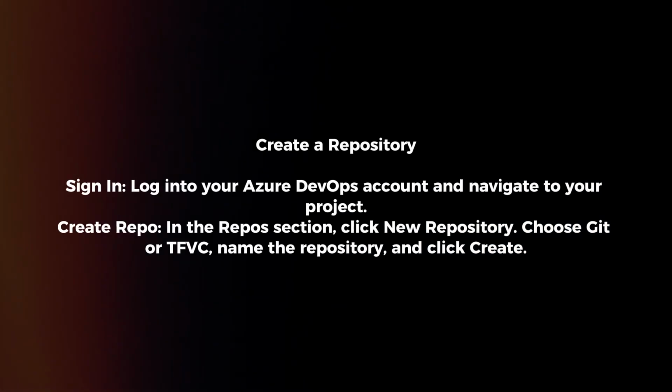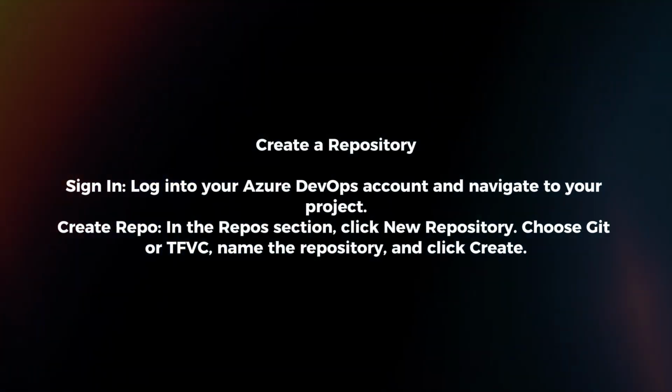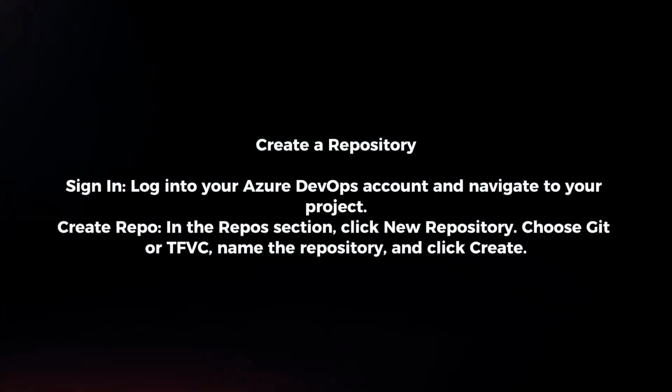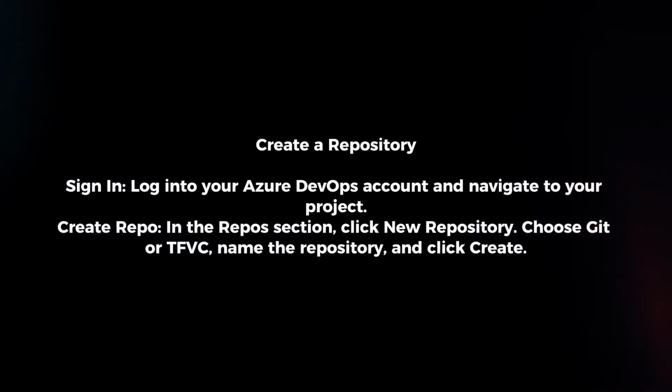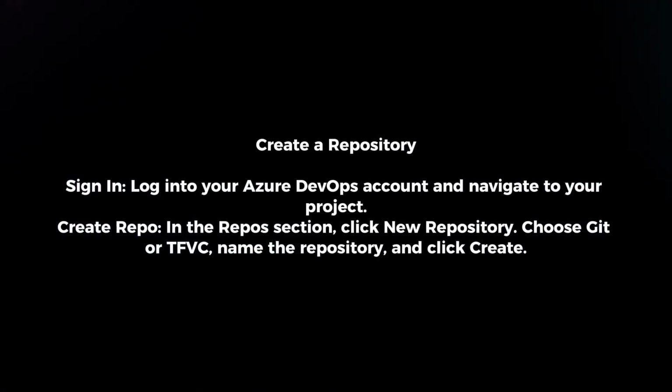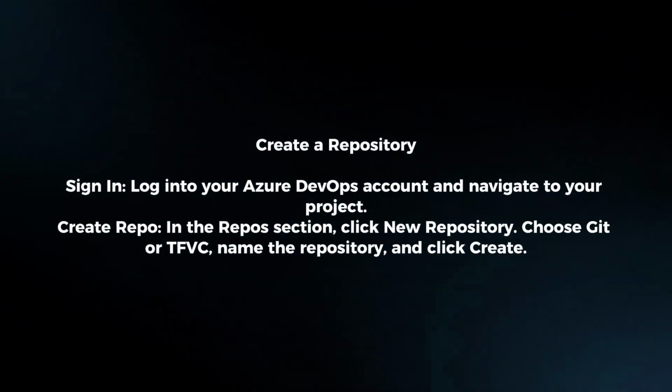Create a repository. Sign in. Log into your Azure DevOps account and navigate to your project. Create repo. In the Repos section, click New Repository. Choose Git or TFVC, name the repository and click Create.